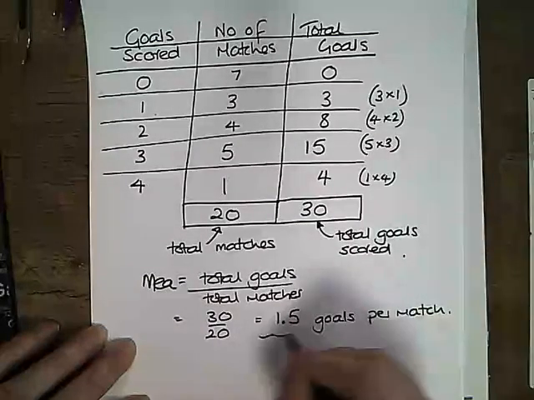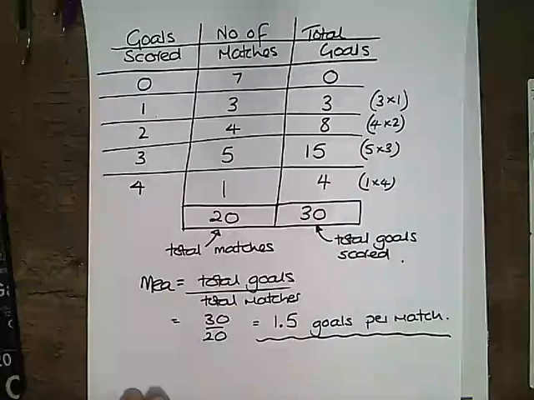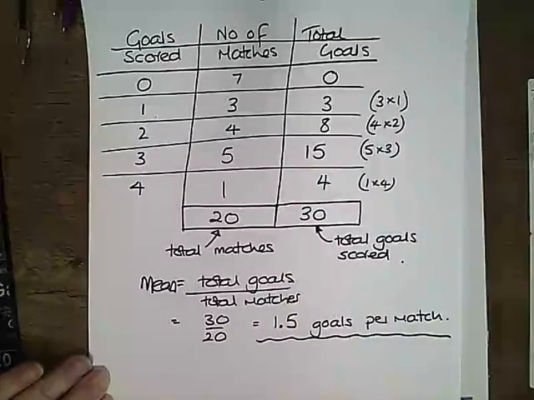Now it does not matter that you can't actually score 1.5 goals in a match. You can either score 1 goal or 2 goals. The mean average that we've worked out is 1.5. So you must not round the mean unless it's to a certain number of decimal places. You just always leave it as the number that you've got on your calculator, even if it's not a very satisfactory answer for you.